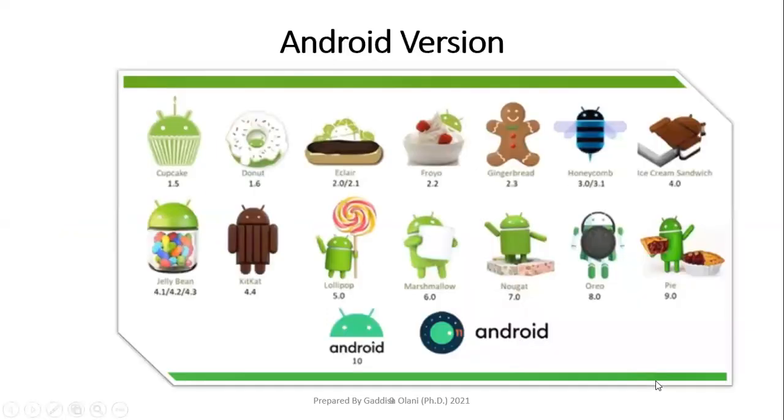Every time Android or OHA releases a new version of the Android operating system, most of the time they name it like Cupcake, Donut, Eclair, Froyo, Gingerbread. Actually, the names are alphabetically sorted: C, D, E, F, G, H, I, and so on. So it works like that. And now we have Android 10.